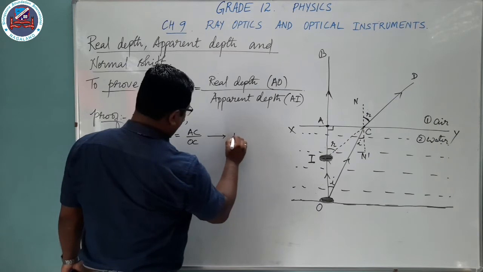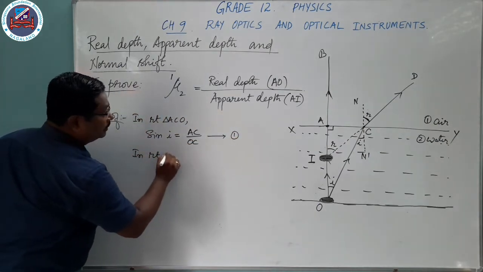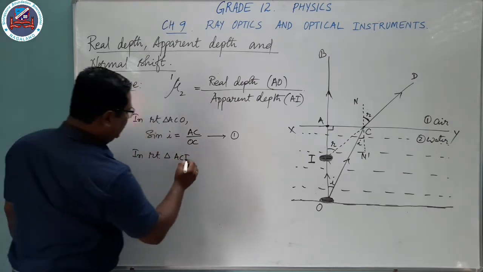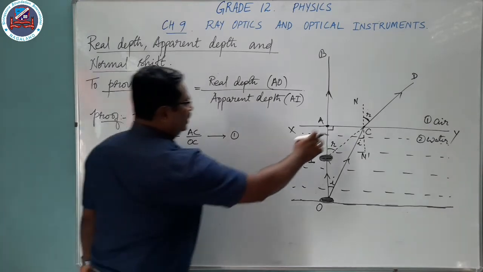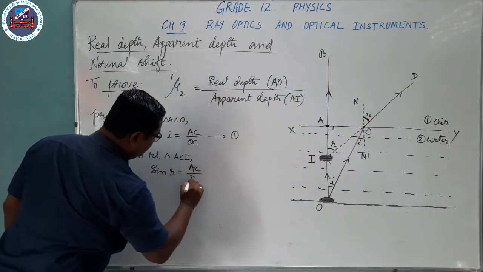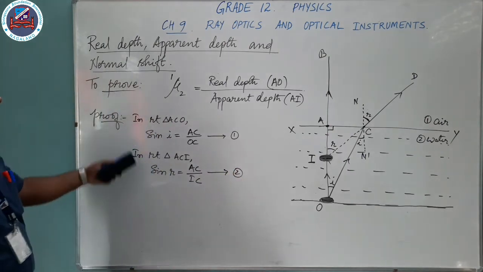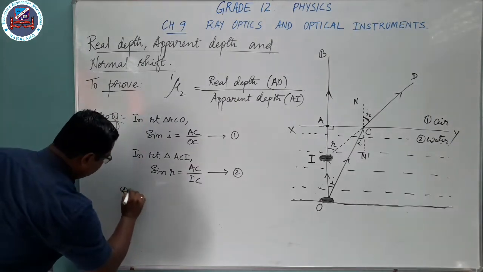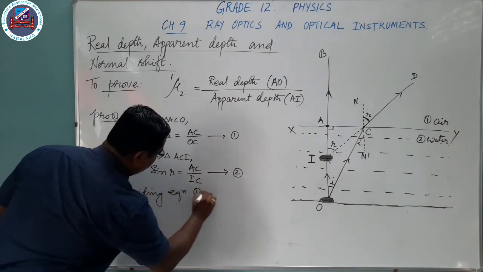We will mark it as equation number 1. Then in right triangle ACI, sin R is equal to AC by IC. Let us mark this equation number 2. We will divide it to use Snell's law, sin I by sin R. Let us divide equations 1 and 2.